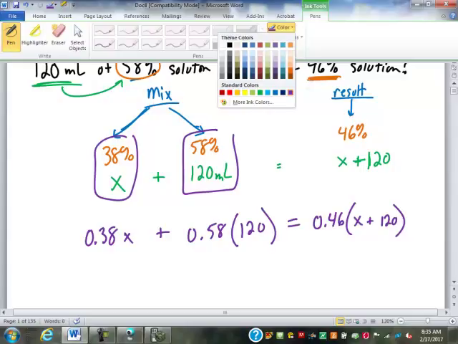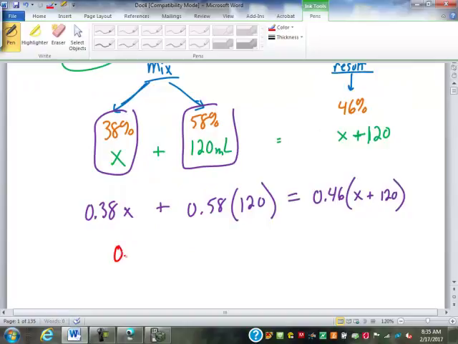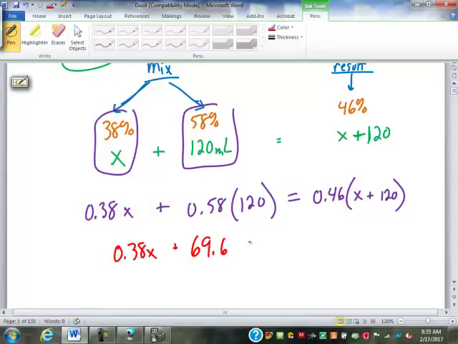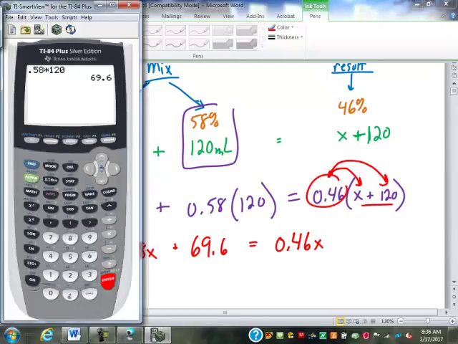So to solve this, we're going to first reduce whatever we can on the left side of the equation. So 0.38x doesn't change, 0.38x. 0.58 times 120 is 69.6. Over here, we've got the parentheses. There's nothing we can do inside them, so we're going to multiply by the 0.46. So 0.46 times x is 0.46x. 0.46 times 120.